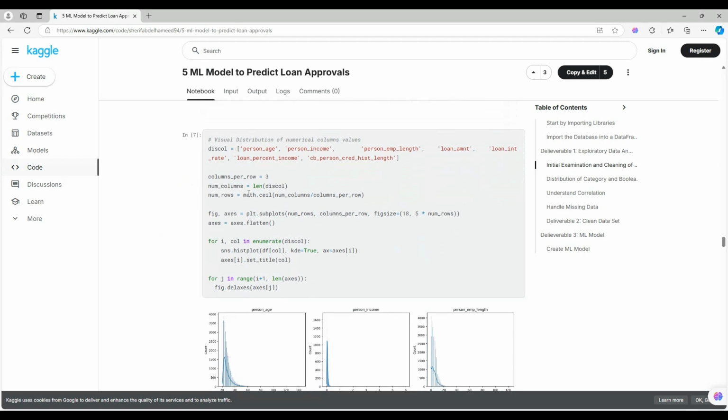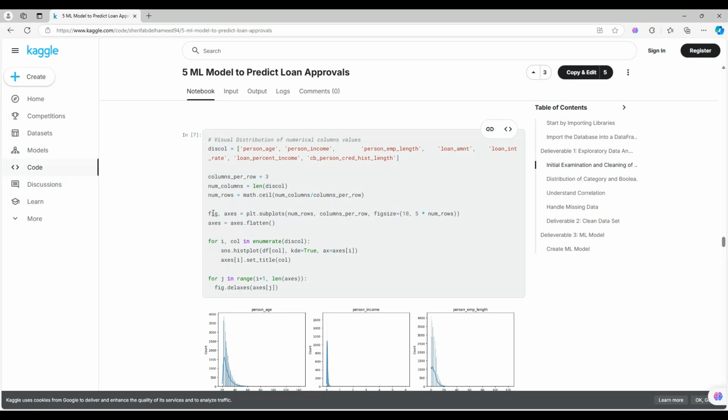And the rows, this is where we use the math. It's just calculating the ceiling. Basically, the number of rows that we are going to need, which is the number of columns divided by the column per row. But then we round it up, basically. The ceiling function rounds it up.